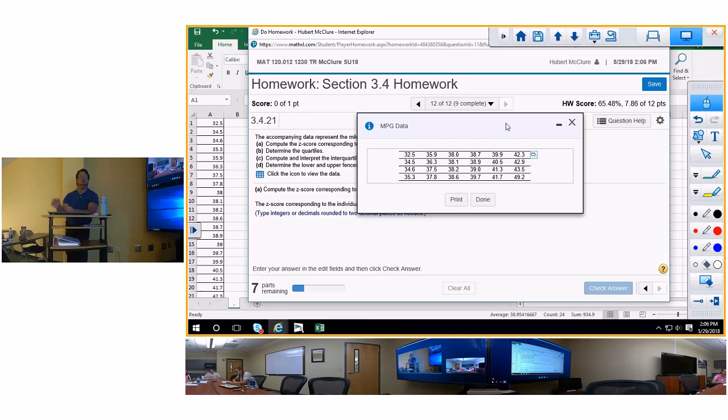Are they already in order? Yeah, they're in order. Oh, okay. I want you to find the 5-number summary, and I want you to draw a box plot. I care less about the interquartile range, but go ahead and find the upper fence and the lower fence, since that's what they're asking for.